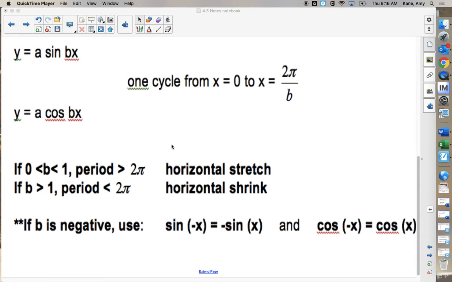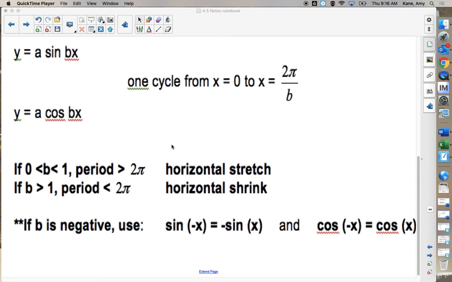So it's easier to move something up and down. It's always easier to do things with Y, because Y is just a regular number. X is an angle. And it's a little harder to try and think about how an angle stretches or how angles can shrink. So we have sine and cosine. Y equals A sine BX and Y equals A cosine BX.